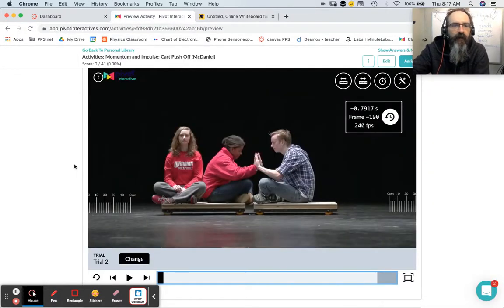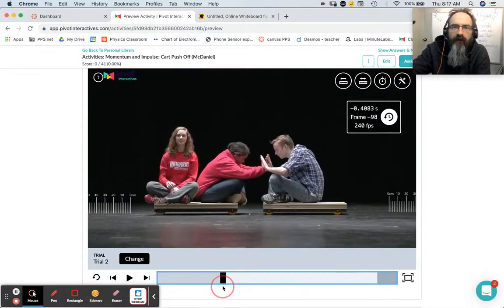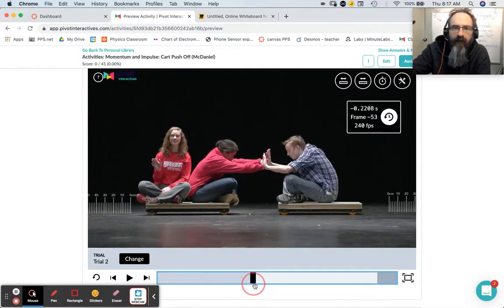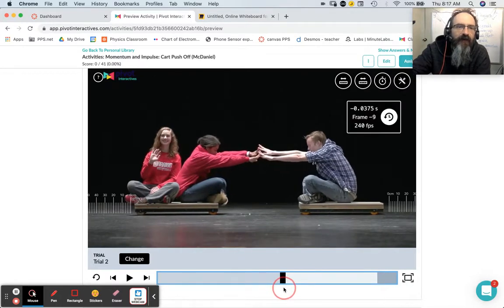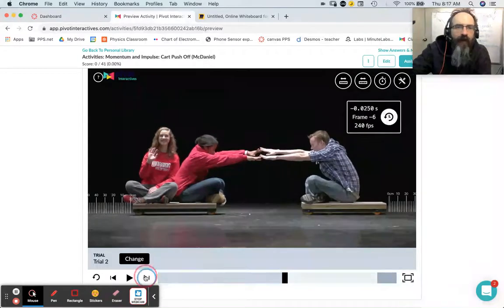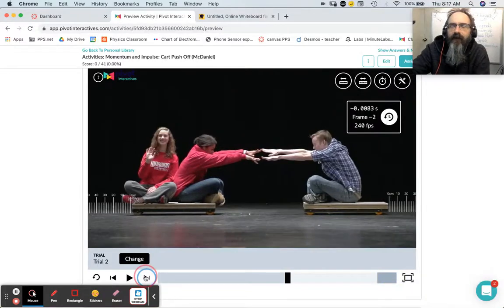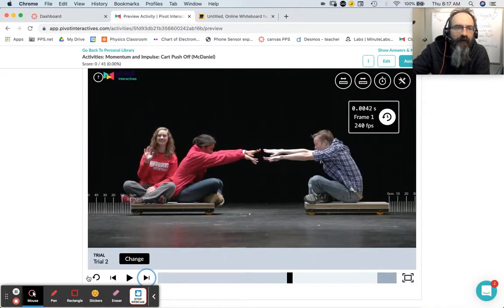So to find their change in velocity, we need to find the moment in the video where their hands are no longer touching. And I've got this all set up for myself to make it quick. I want to find frame and time 0. Oops, there we go. You would have to do this on your own. Find that moment their fingers are no longer touching.